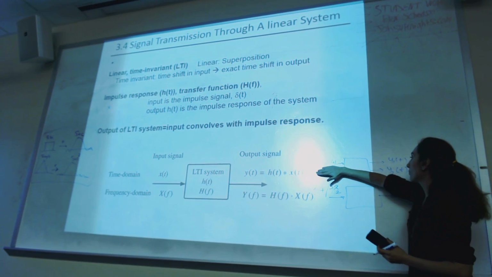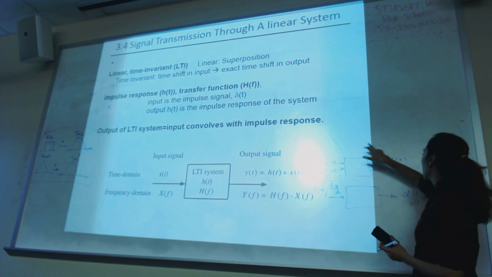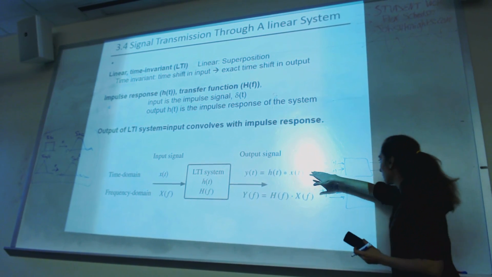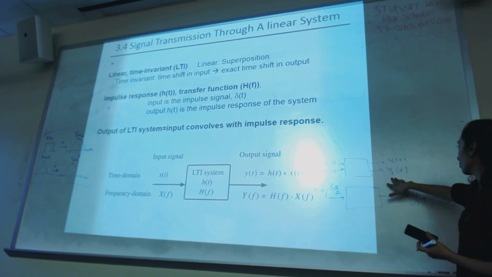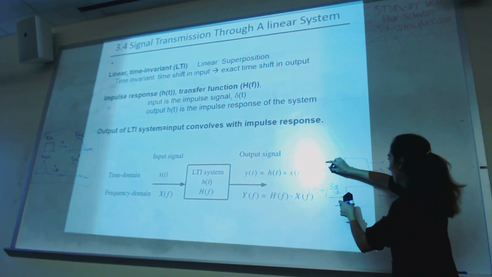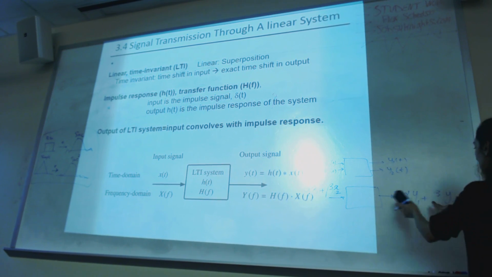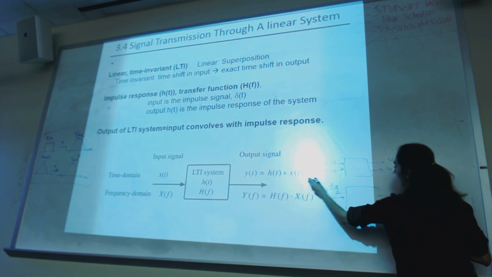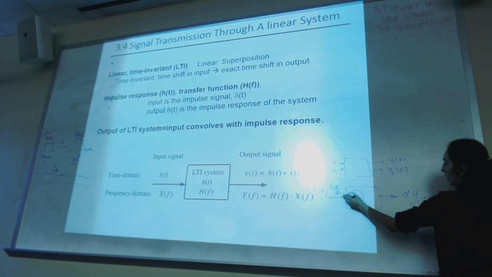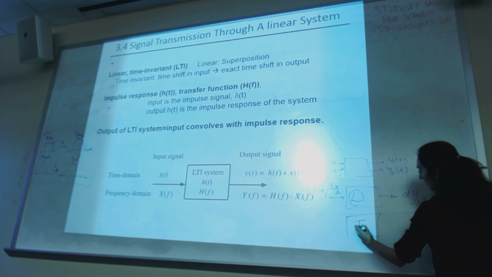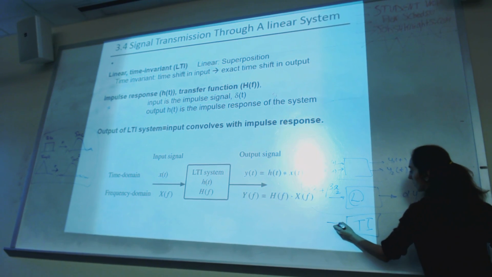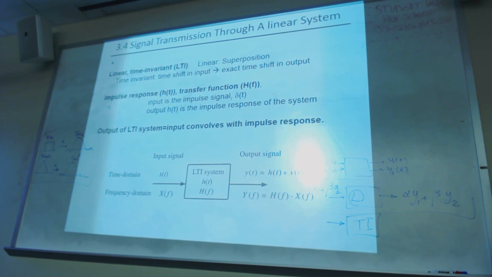For example, if you have twice x1, you get twice y1. If you have 3 times x2, you get 3 times y2. And addition of them, x1 plus x2, gives y1 plus y2. This is linearity. So the L comes from linearity. How about time invariance? Can anybody tell me the property of time invariance, in English words?